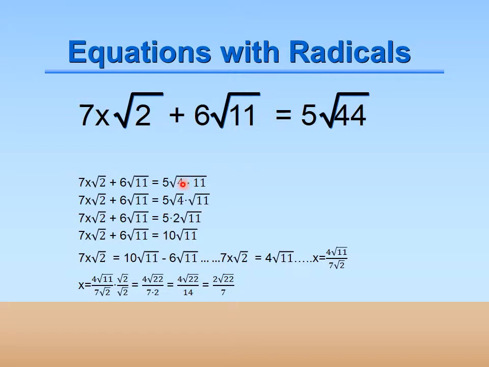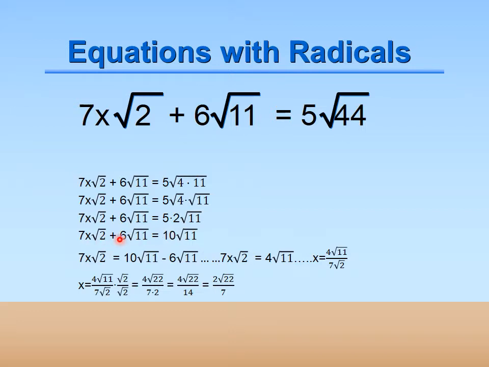And if I break it down to a 4 and 11, that's the square root of 4 times the square root of 11. And the square root of 4 is 2. So now I've got 5 times 2 square root of 11, which is 10 square roots of 11. So now I'm here. 7x square root of 2 plus 6 square roots of 11 equals 10 square roots of 11. So now I'm going to solve for x.